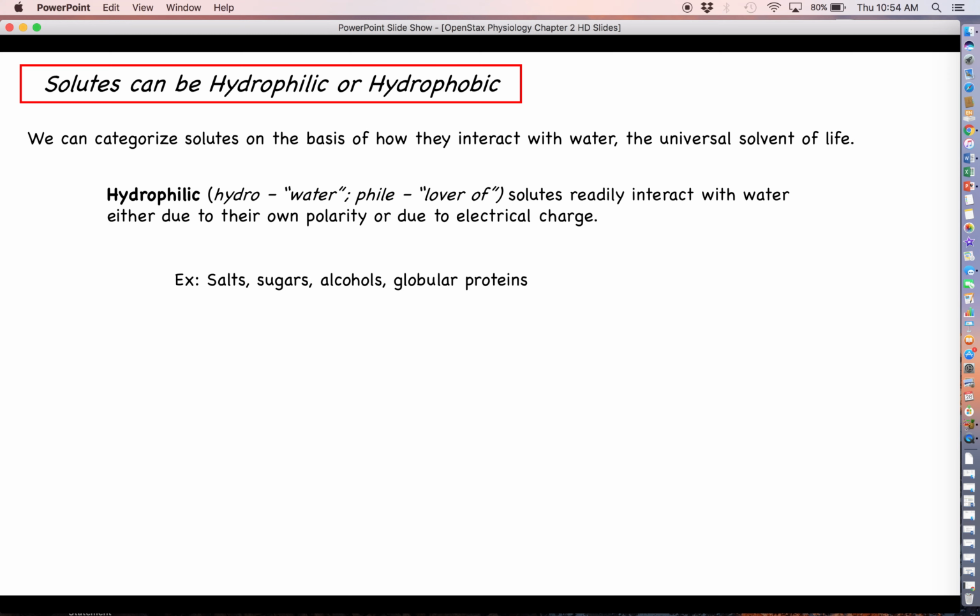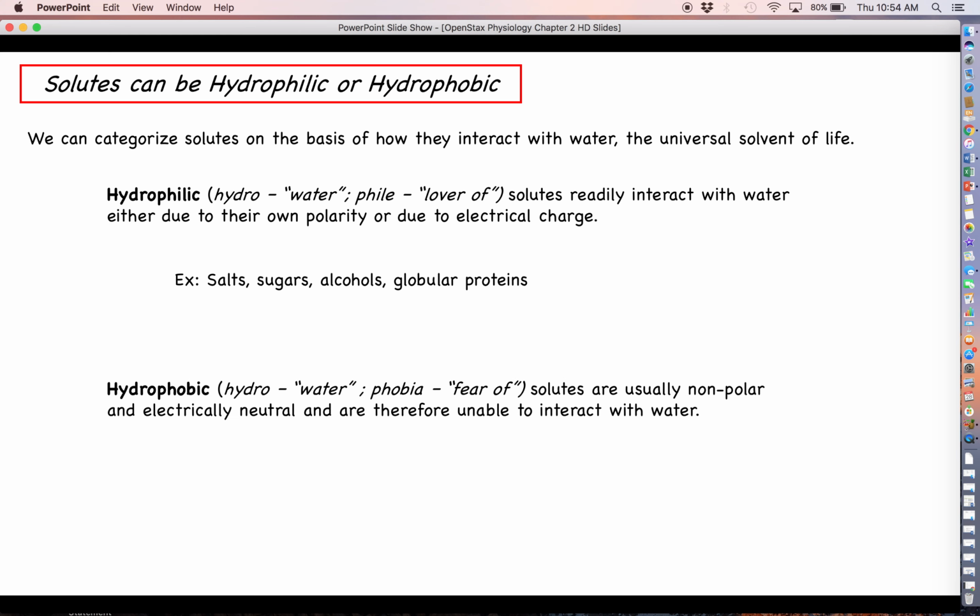Good examples here are salts, sugars, which are polar, and alcohols, which are polar. A lot of proteins of the globular type, which we'll discuss later, are polar and hydrophilic. These are all solutes that will have no trouble dissolving in water.